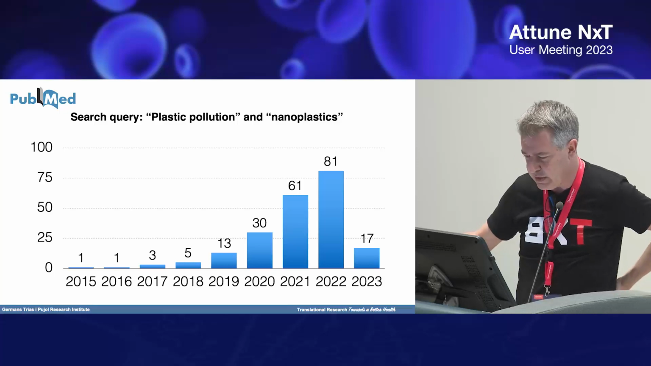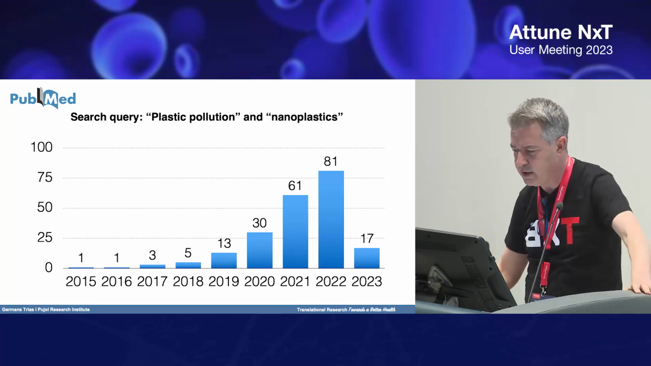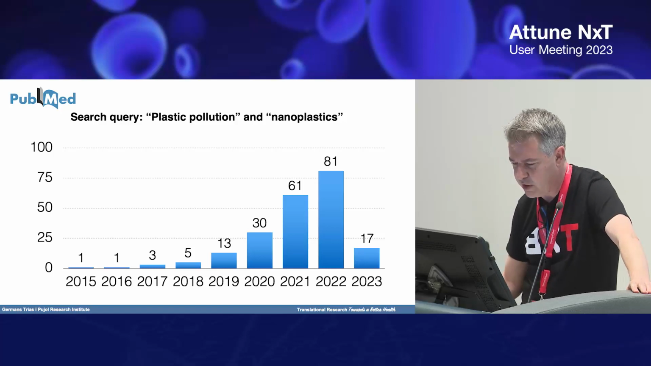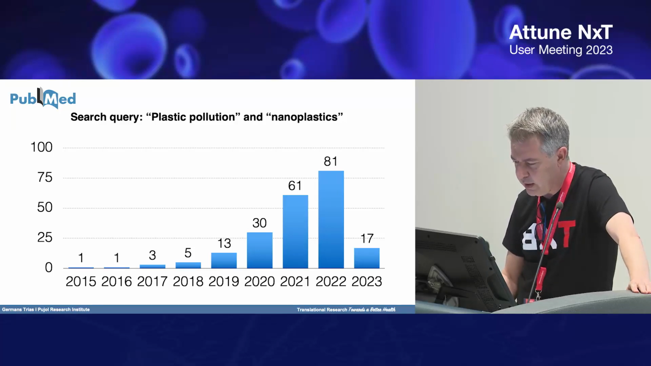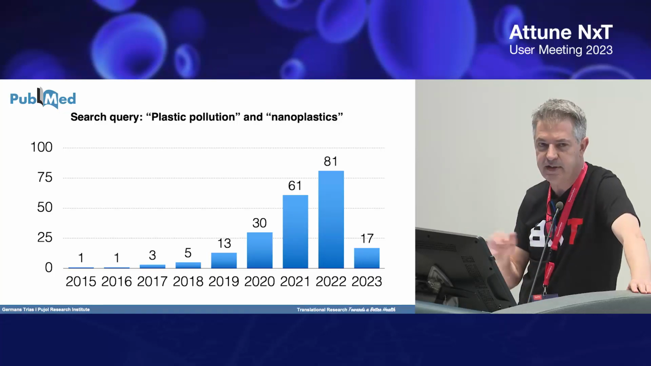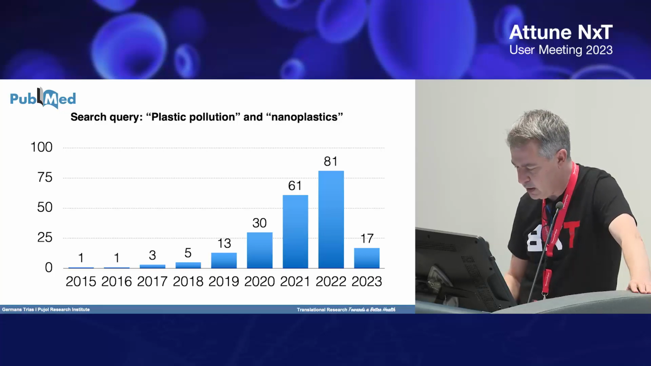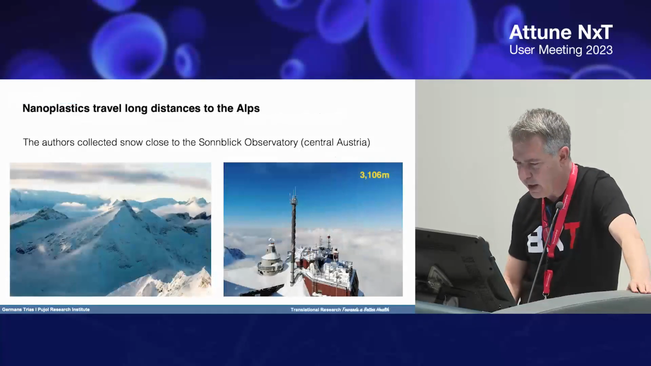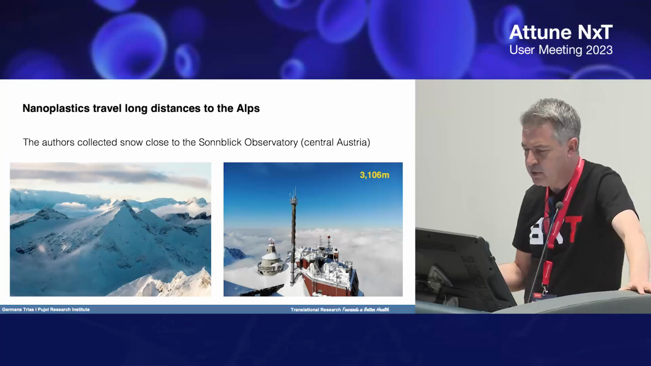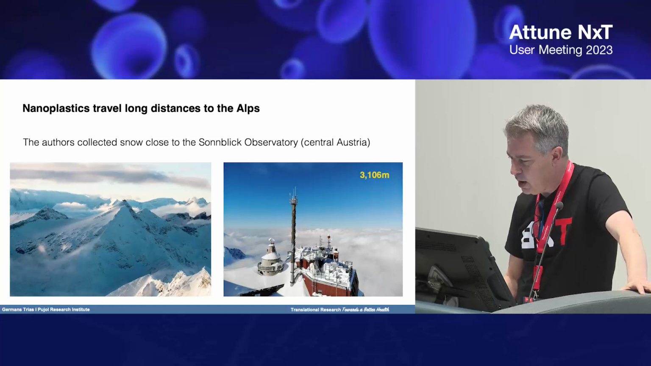Just to show you this very nice paper, because this research team was studying nanoplastic transport to the remote high-altitude Alps. Plastics are everywhere; they are detected on Everest, in Antarctica, and in many remote locations. And they decided to collect the snow in this observatory in central Austria.